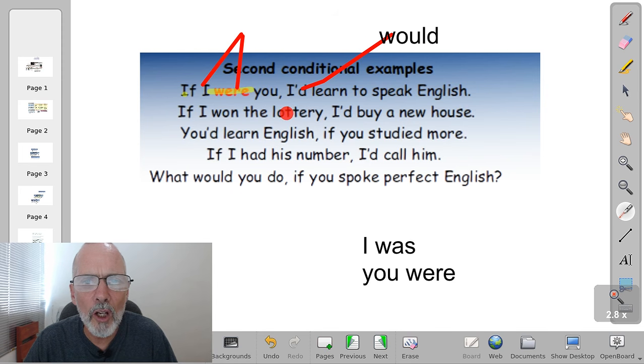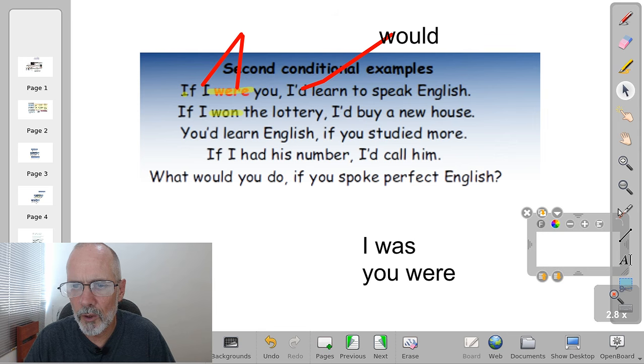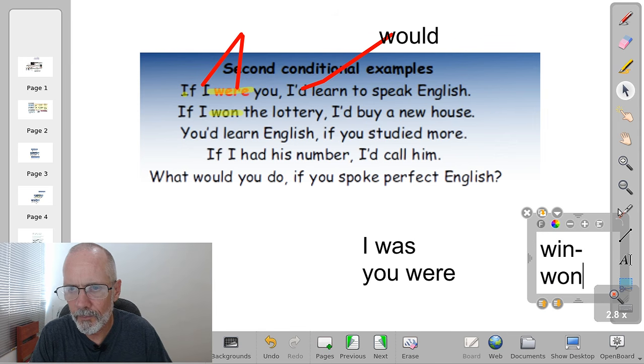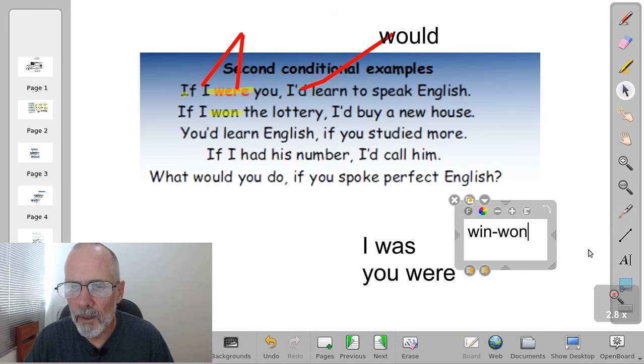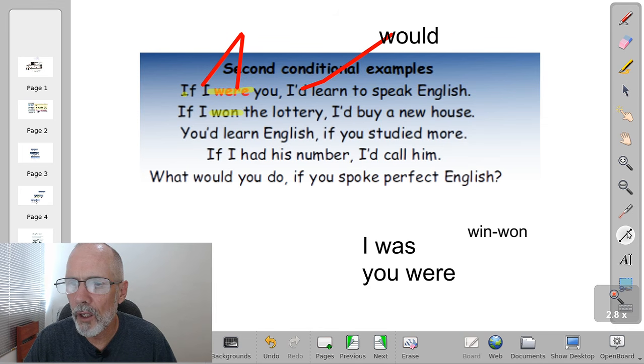if I won the lottery, I'd buy a new house. If I won the lottery, I'd buy a new house. So again, here we are using the past form of the verb, the past of win. The past of win is won. And here again we're using would, the contraction of would. If I won the lottery, I'd buy a new house.